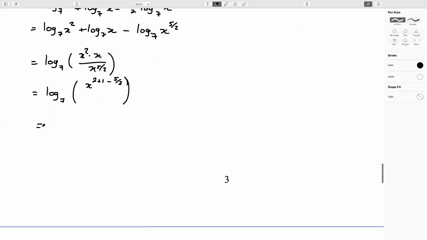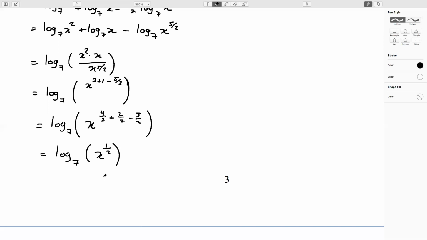So we'll turn into log base 7 of x to the power of, this needs to be written with a denominator of 2, so it'll be 4 over 2 plus 2 over 2 minus 5 over 2. And finally, log base 7 of x to the 1 half.